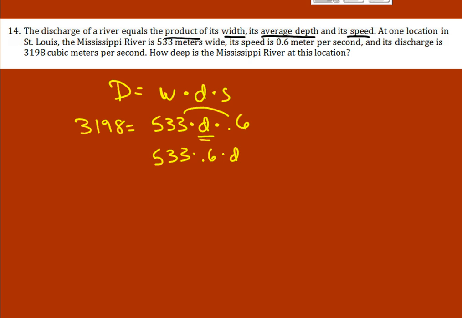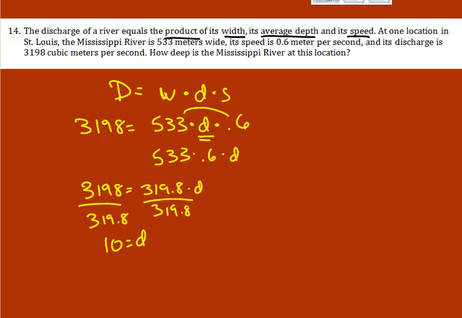I can rearrange those. So that's going to be 319.8 times D. A little division. So that's going to give me 10. So that means at that point in the river, that's 10 meters deep.